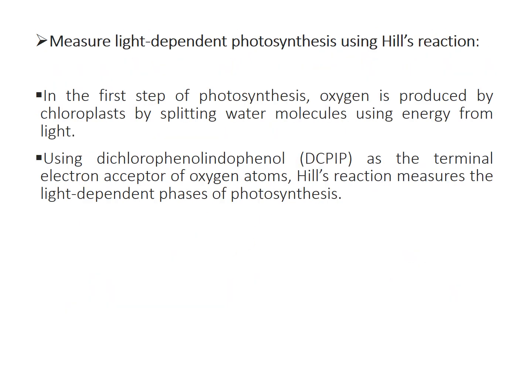Another technique to measure the rate of photosynthesis is to measure the light-dependent photosynthesis using Hill's reaction. In the first step of photosynthesis, oxygen is produced by chloroplast by separating water molecules using energy from light. Using dichlorophenol indophenol, DCPIP, as the terminal electron acceptor, Hill's reaction measures the light-dependent phases of the photosynthesis.